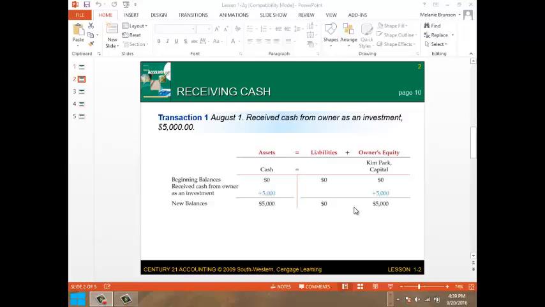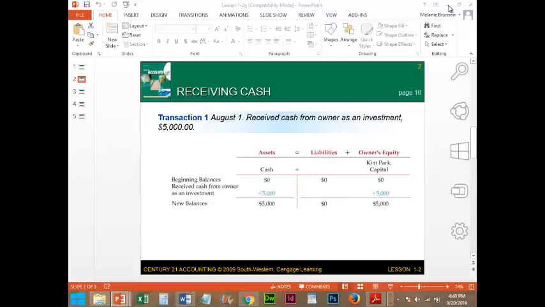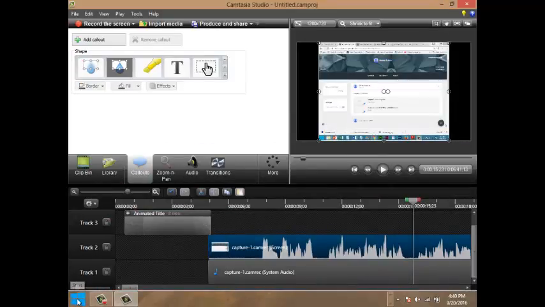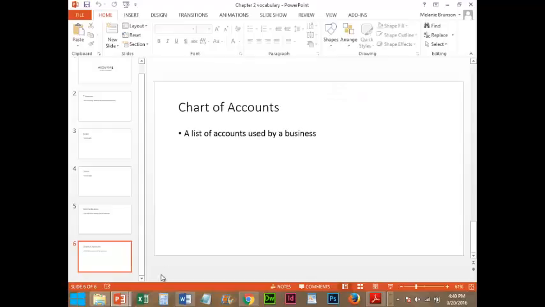As we get into Chapter 2, we're going to stop expressing increases and decreases with pluses and minuses, and instead, we're going to express them as debits and credits. So I'm going to do a quick switch over to Chapter 2.